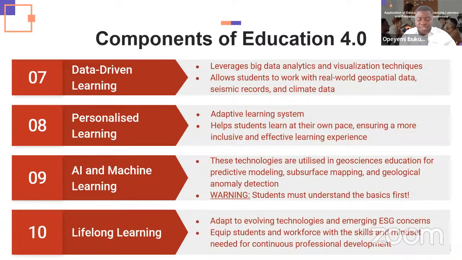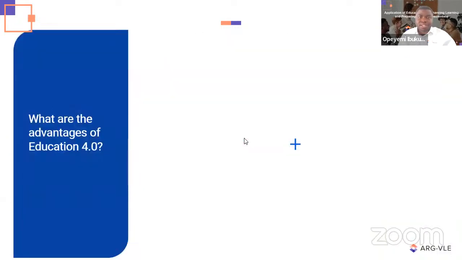And then the last component is lifelong learning. We know that we are ever learning. Even if you're in the industry, you're still learning. And so we want to equip students and even the workforce with skills and mindset required for that. So these are the components of Education 4.0.